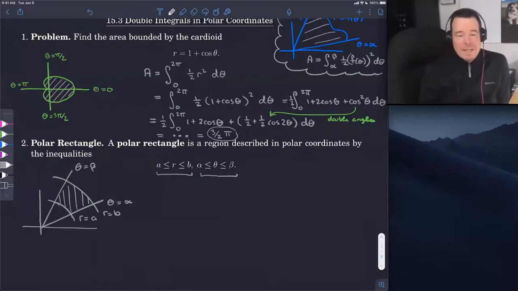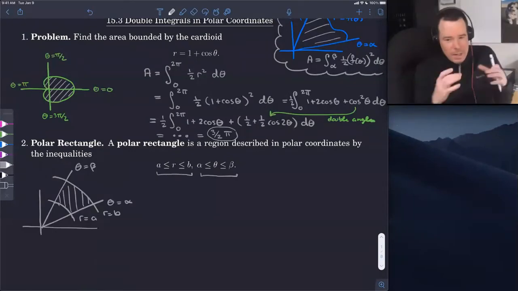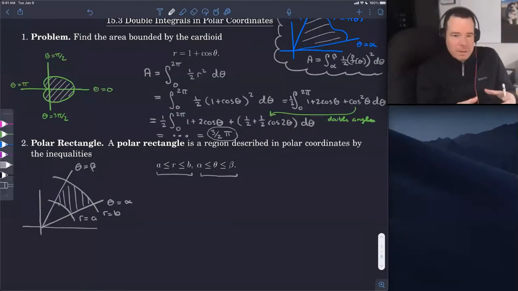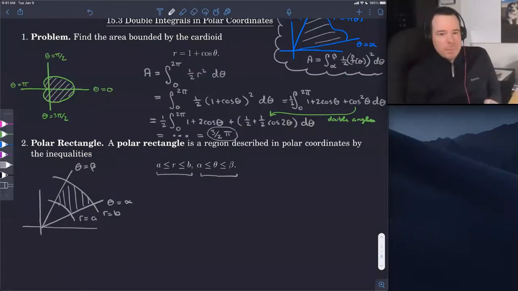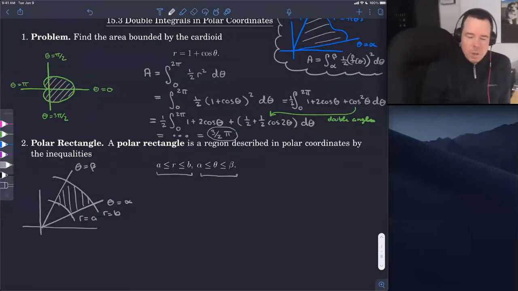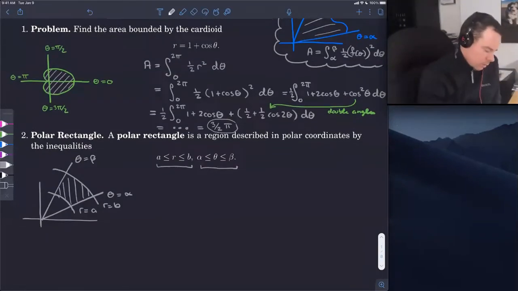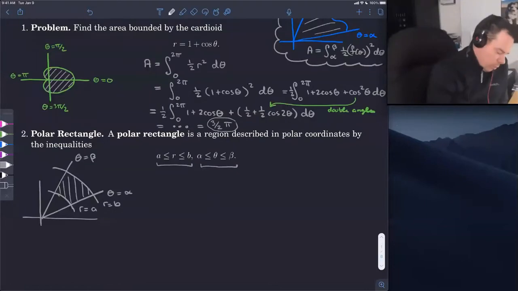And so we need to know what the area of this is, because we're going to sample our function at a sample point inside this. We're going to take the area of this polar rectangle, multiply by the height, and that gives us the volume of this polar rectangle box. And then we're going to sum up over all of those and get our integral. So we need to know what is the area of this polar rectangle. So what is our area?